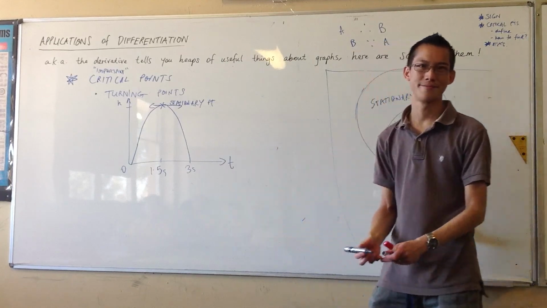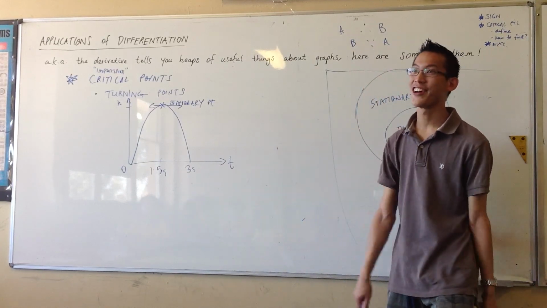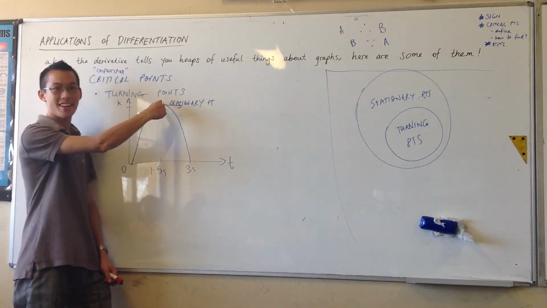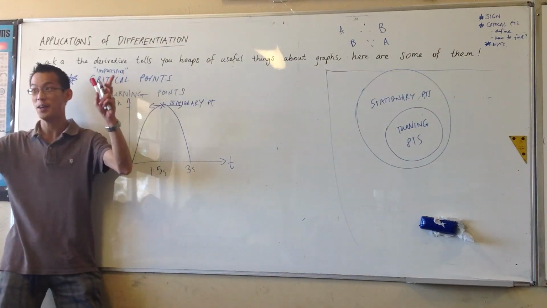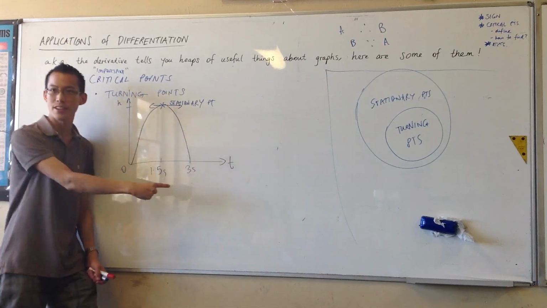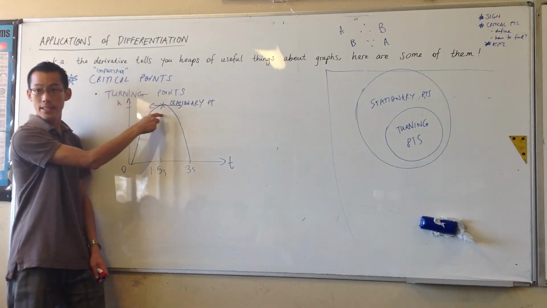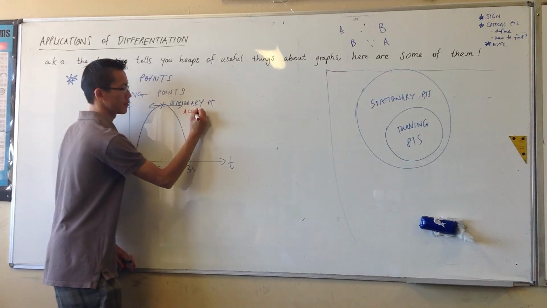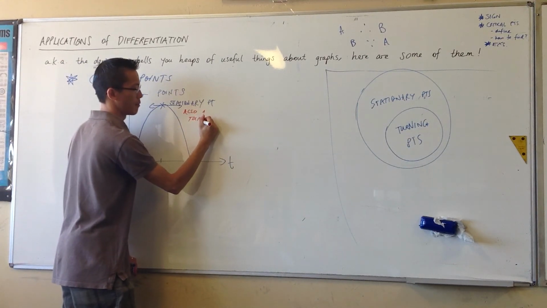What does the name suggest? It turns. Okay, so here I was increasing, and then the apple turned around and it became decreasing. So therefore this is not just a stationary point, but also a turning point.